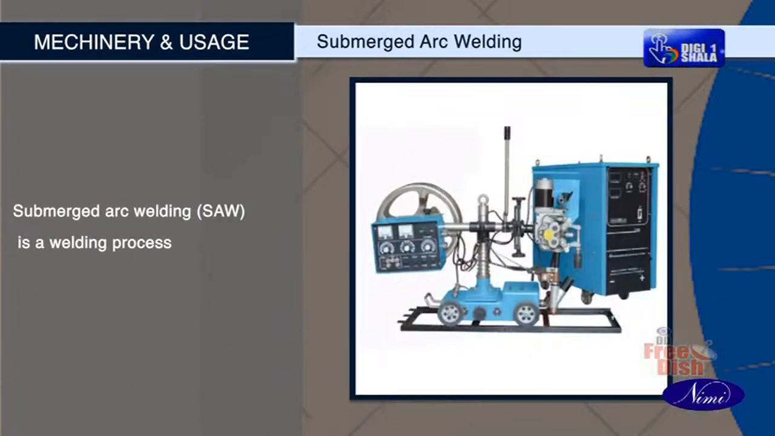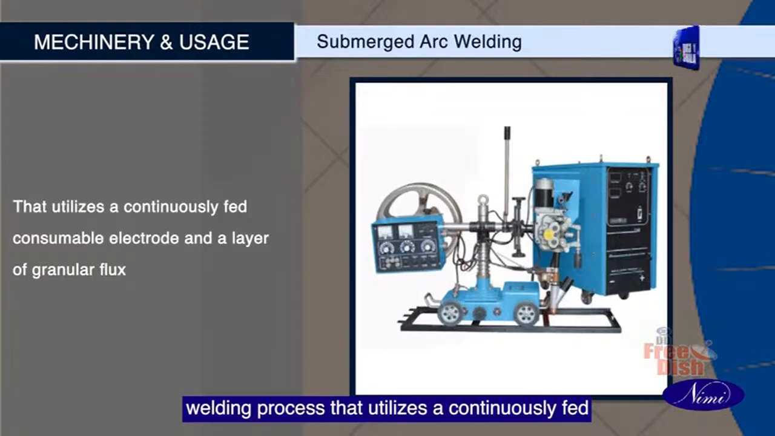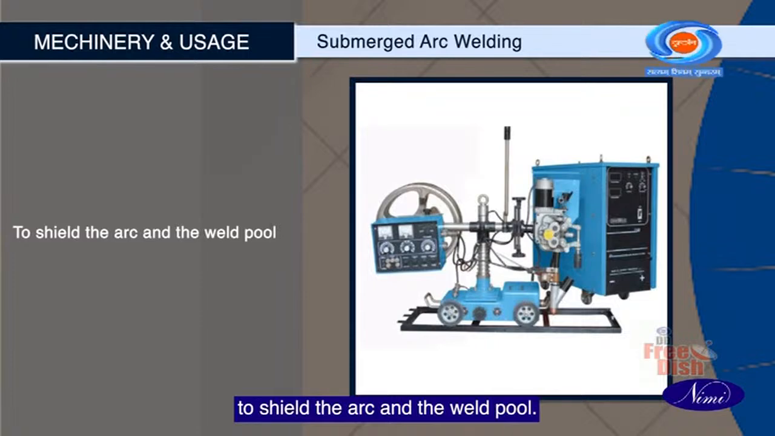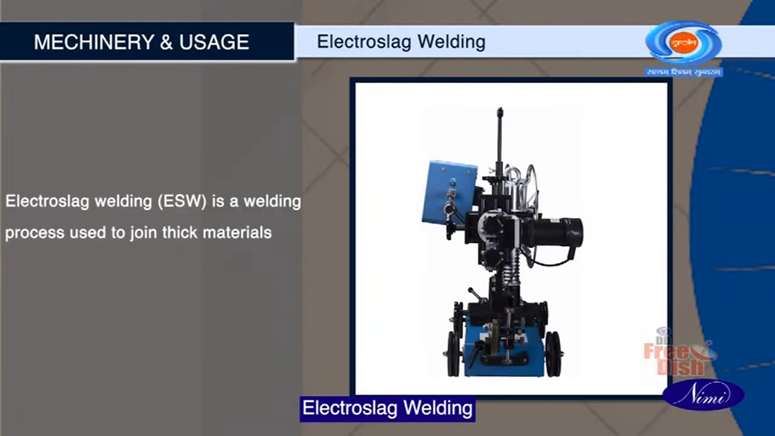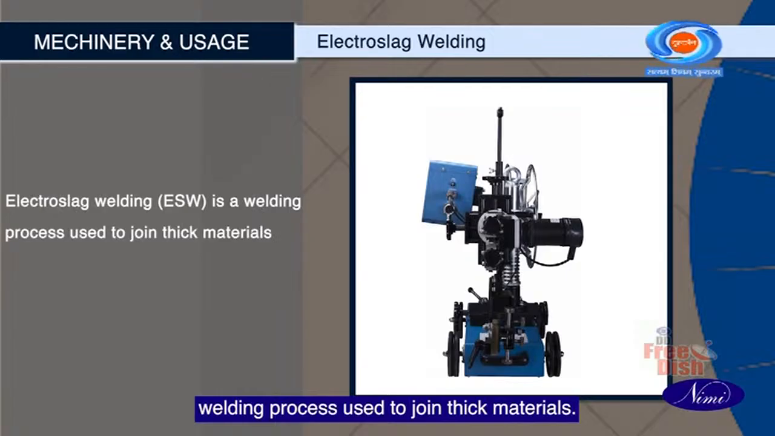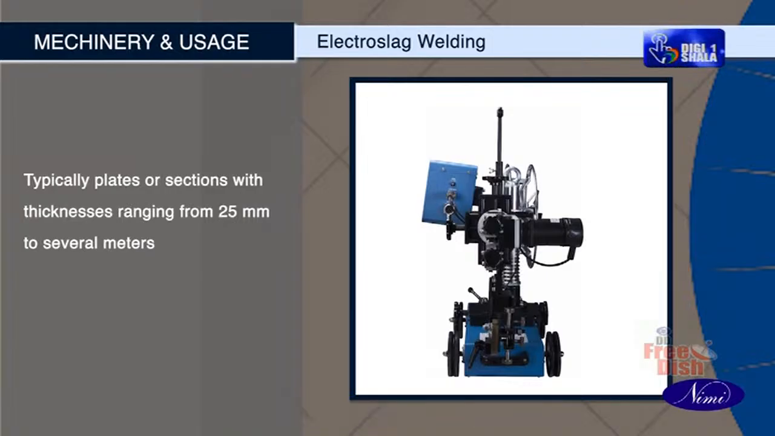objects. Submerged arc welding. Submerged arc welding, SAW, is a welding process that utilizes a continuously fed consumable electrode and a layer of granular flux to shield the arc and the weld pool. Electroslag welding. Electroslag welding, ESW, is a welding process used to join thick materials, typically plates or sections with thickness ranging from 25 mm to several meters.